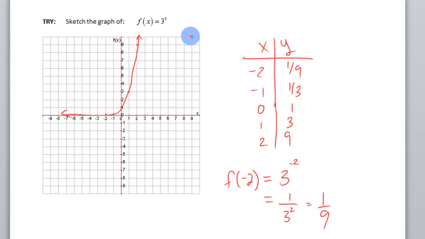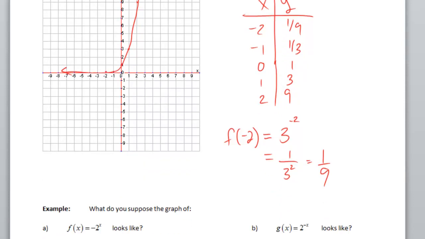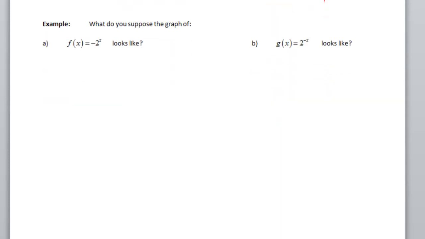Okay? Now what would be the only difference if I put, say, a 2 out in front of here? Well, notice all these things would be 2/9, 2/3, 2, 6, 18. It would double all the outputs, right? Okay, and that's similar to transformations. And that's what we're talking about here next. Some of my questions are, what would these things look like? What would minus 2 to the x look like? What would 2 to the -x look like?